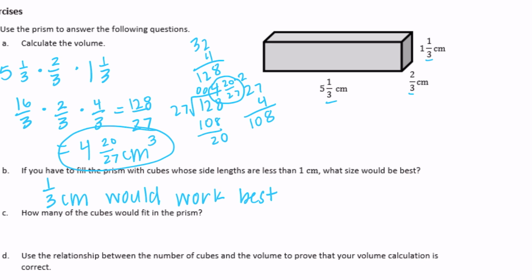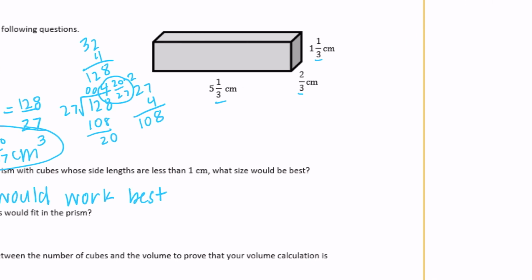How many cubes would fit in the prism? So, multiple ways to do this. Let me draw another image, if you're having trouble still visualizing this. So it's saying we have third side lengths now. So each of them are a third.